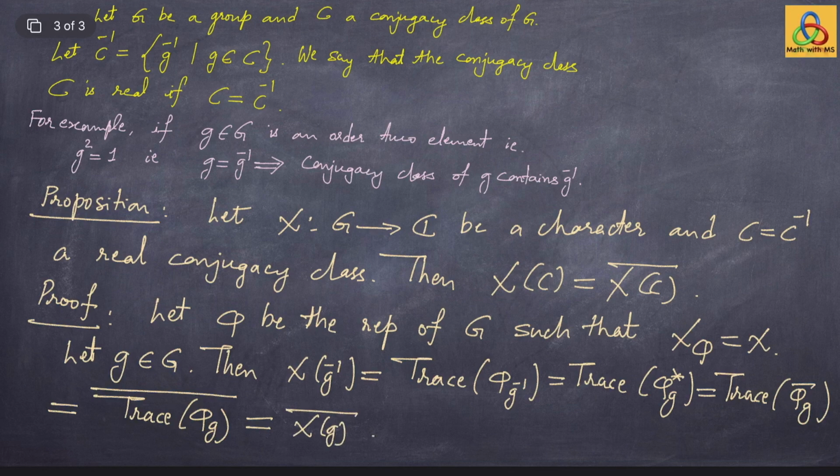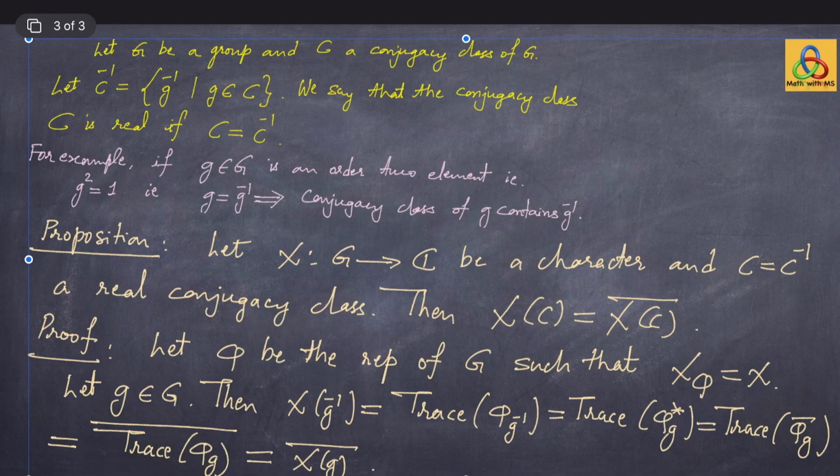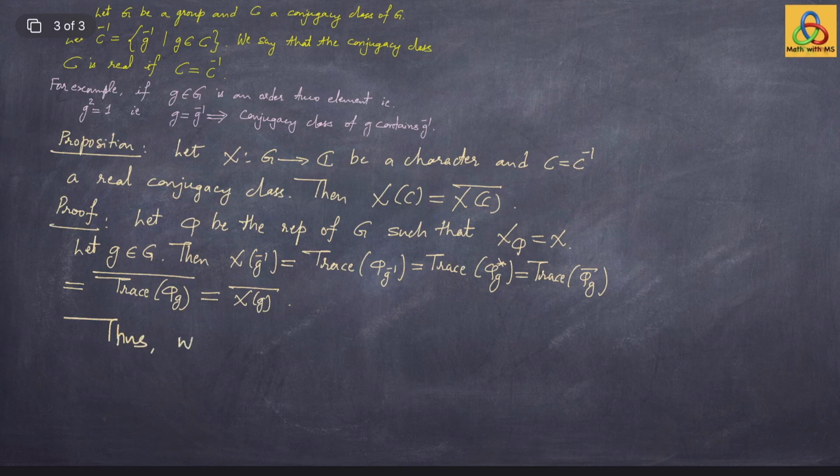Therefore, the character value at the inverse of an element is just the same as the complex conjugate of the character value at the group element. We will use it to prove the proposition. Thus, we have chi of C, which is the same as chi of C inverse, because C is given to be the same as C inverse, and C inverse consists of inverses of elements of G, but those are the same as the conjugate of chi of C.